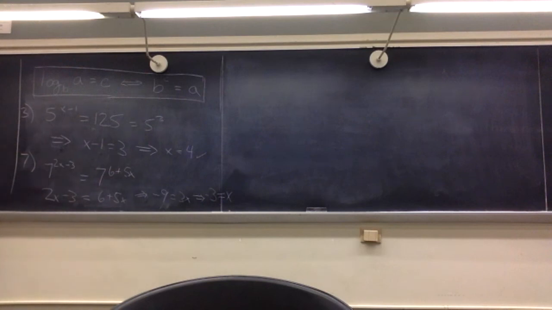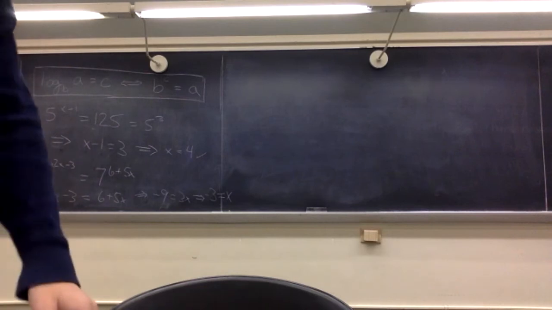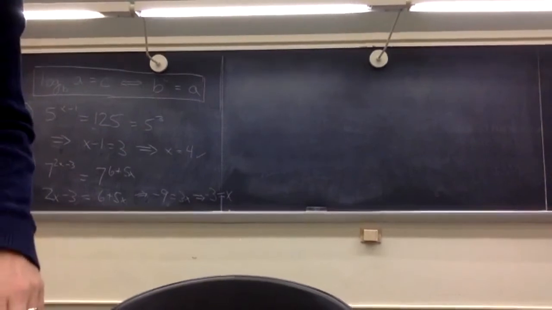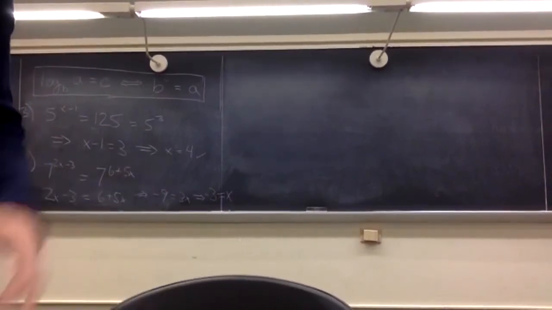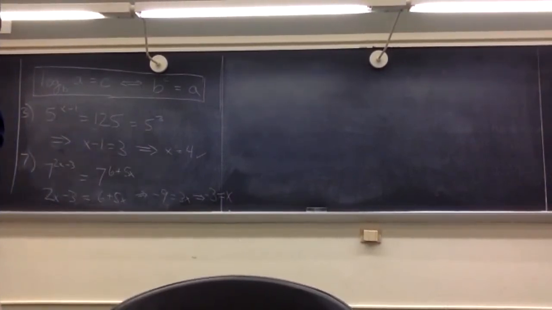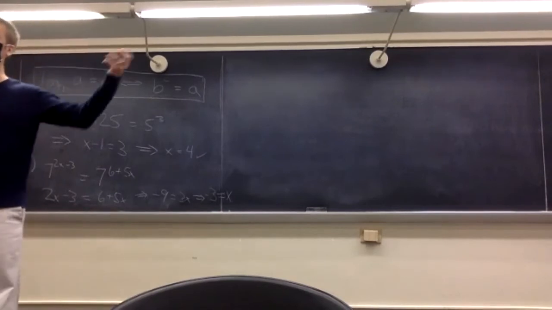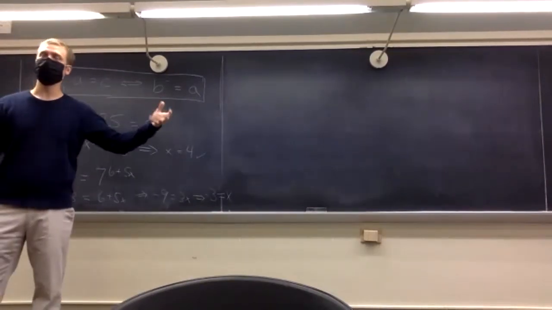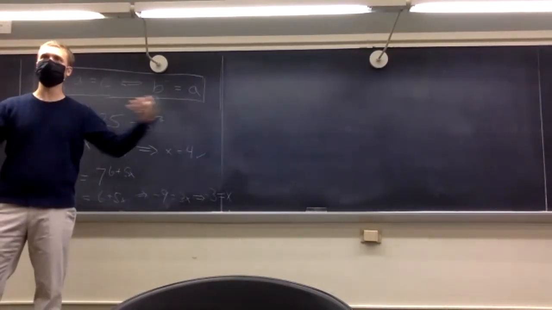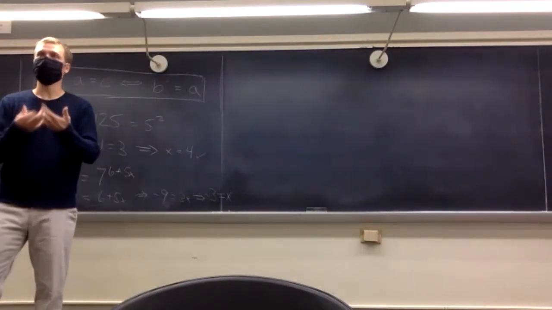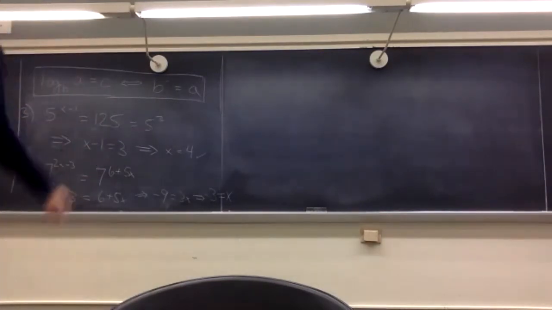These problems aren't too terribly difficult. And there's an equivalent thing to say, right? If we've got exponentials with the same base equal to each other, then their powers must be the same. Maybe other questions will have a logarithm of some base equal to another logarithm of the same base. What's inside the logarithms must be the same. That's the equivalent statement.